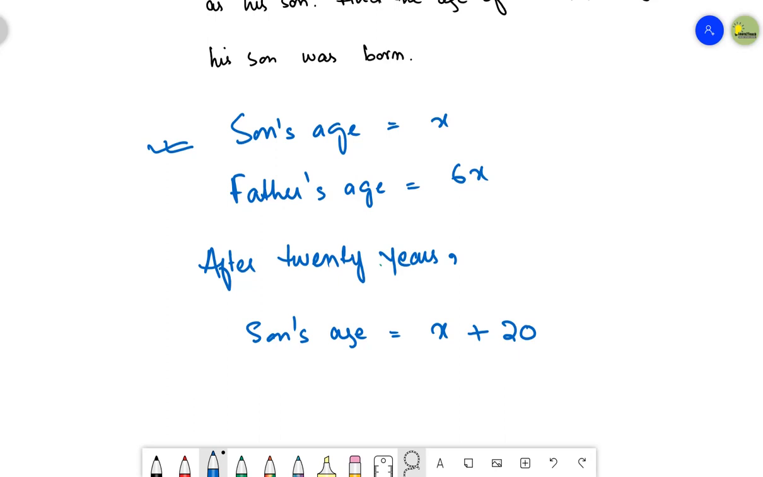If you want to find out the age of the son after 20 years, you need to add 20 to his present age. Let's suppose right now the son is x years old. So after 20 years, his age will be x plus 20. Then similarly, the father's age is 6x right now, so after 20 years, this is going to be 6x plus 20. The same way, both son and father's ages will have 20 added.